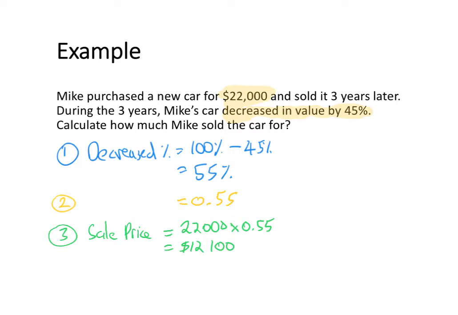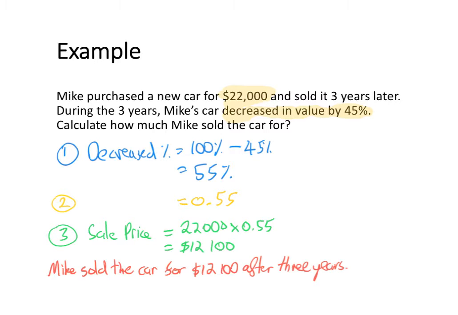And because it is a word question, our answer should be in words as well. So our final answer is that Mike sold the car for $12,100 after 3 years. That is an example of how we complete a word problem involving a percentage increase or decrease by a given percentage amount.